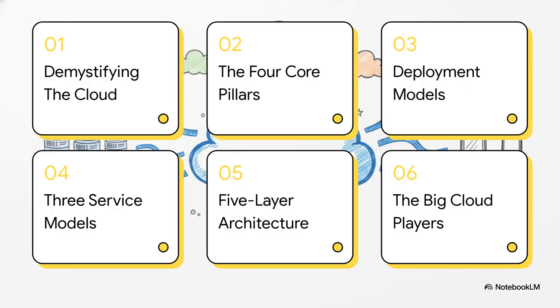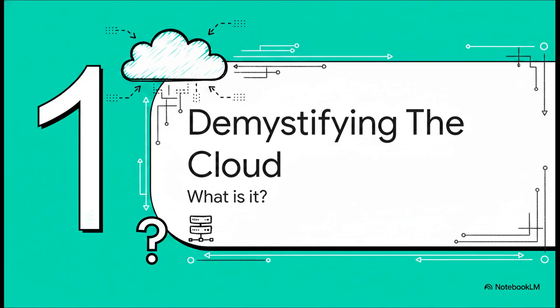Okay, here's our roadmap for today. We'll be hitting 1. Demystifying the cloud. 2. The 4 core pillars. 3. Cloud deployment models. 4. 3 cloud service models. 5. The 5-layer architecture. And 6. The big cloud players. Let's jump right into Section 1, Demystifying the cloud.